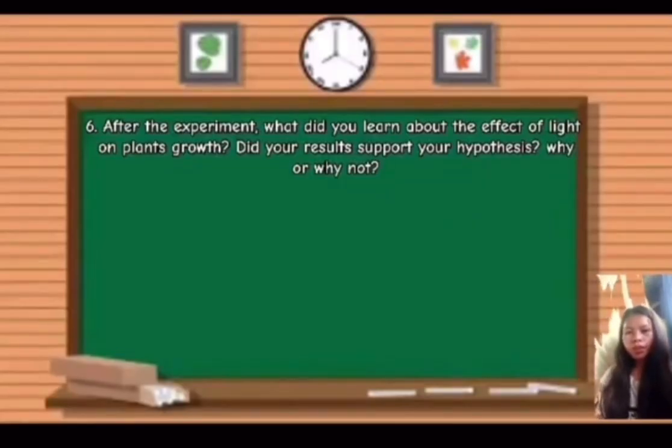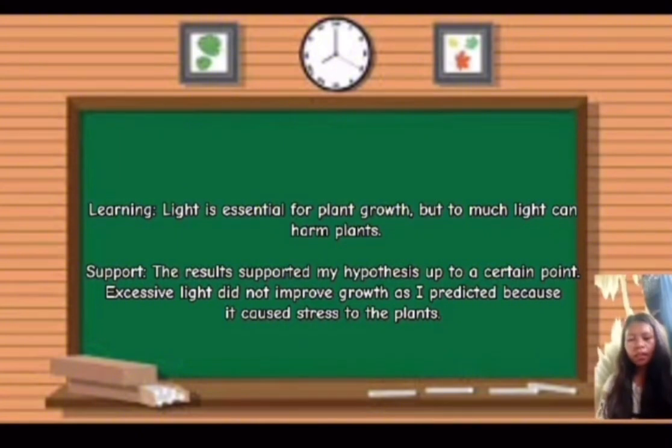So the sixth question is, after the experiment, what did you learn about the effect of light on plant growth? Did your results support your hypothesis? Why or why not? I learned that light is essential for plant growth, but too much light can harm plants. The results supported my hypothesis up to a certain point. Excessive light did not improve growth as I predicted because it causes stress to the plant.